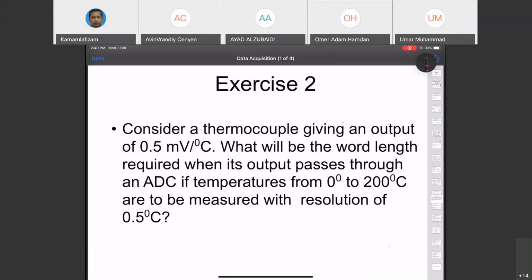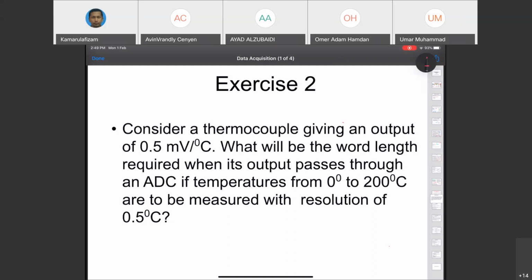Okay, the question says, consider a thermocouple giving output of 0.5 millivolt per degree Celsius. What will be the word length required when its output passes through an ADC if temperature from 0 to 200 degrees Celsius are to be measured with the resolution of 0.5 degrees Celsius. Alright.